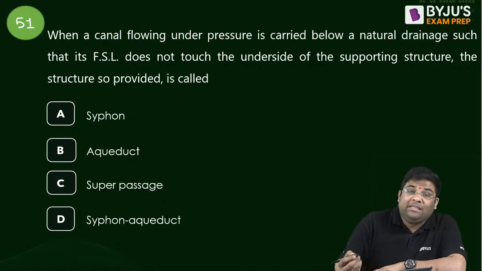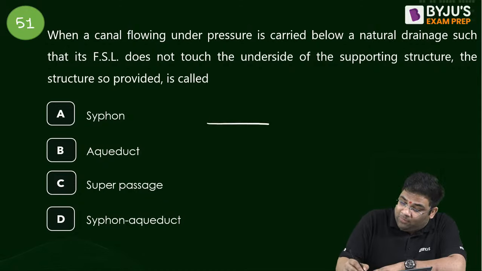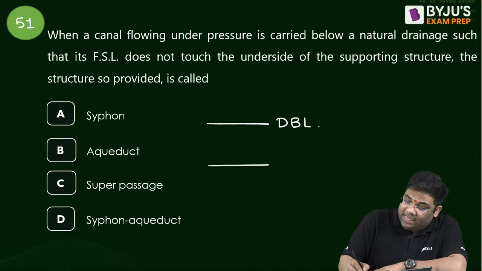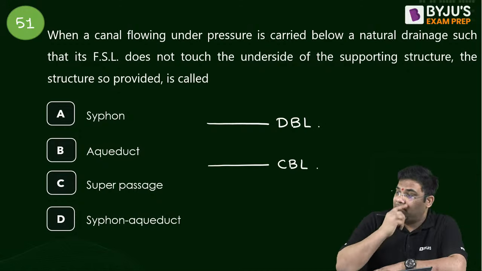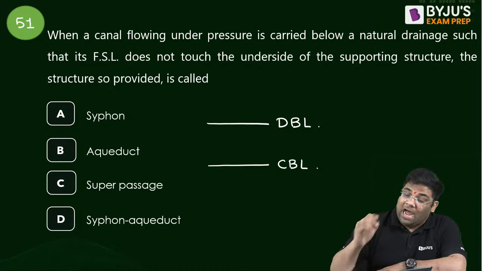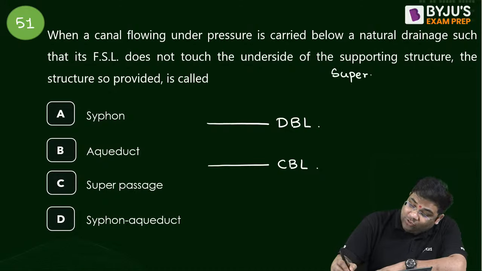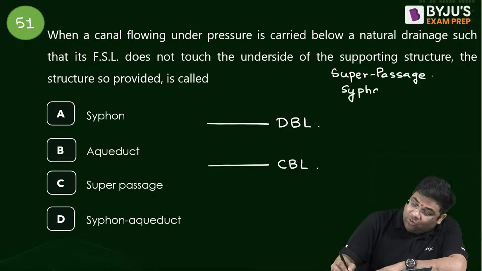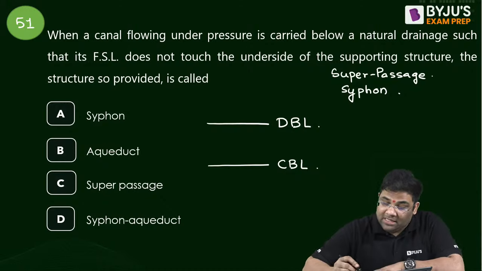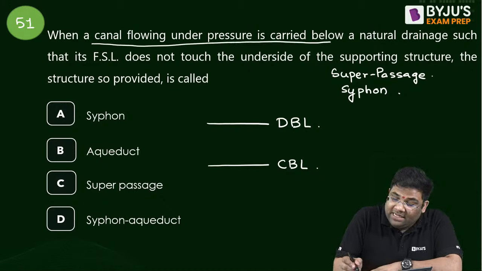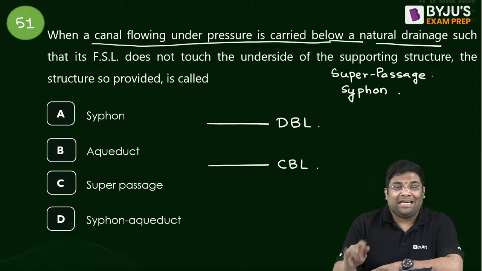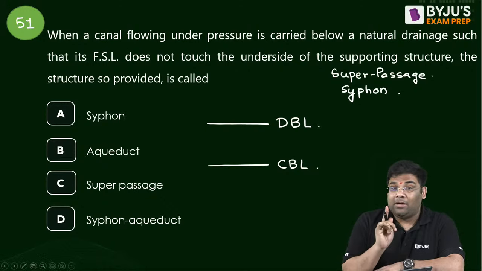See, which is above? The drainage is above. So I can say this is your drainage bed level, and the canal is below it, right? The canal bed level. So either it can be a super passage or it can be a siphon, because what is written? The canal flowing under pressure is carried below a natural drainage. Below means the canal is below. So I can say the canal bed level is below. Now read the next data.